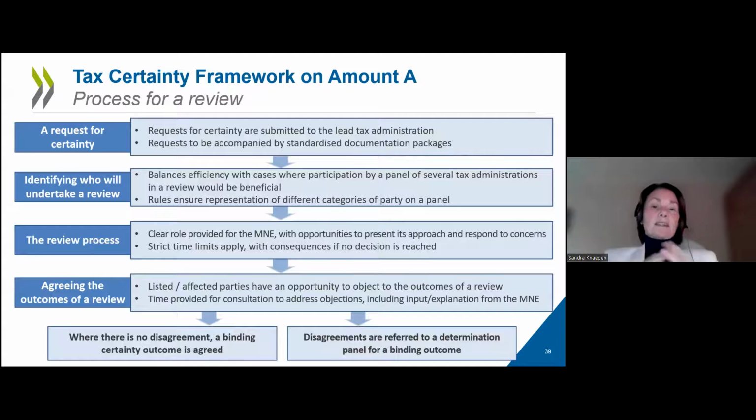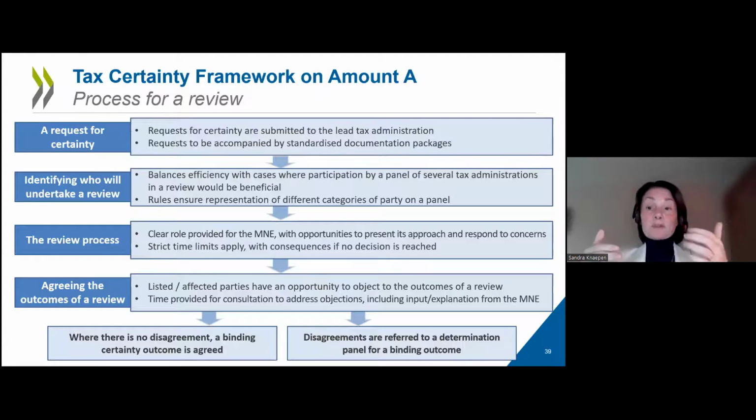As an example, a panel will undertake comprehensive certainty when it is being requested for the first time. And then if there are material changes to where an M&E would pay taxes on amount A or where it claims relief, it will also be done by a panel, or after 5 years, if a panel is proposed by an affected party.